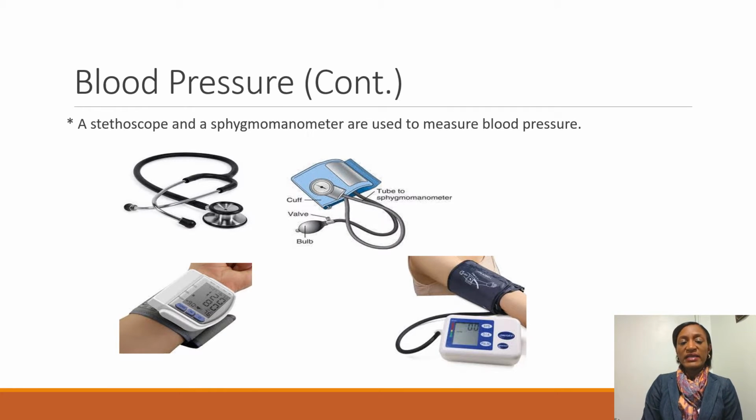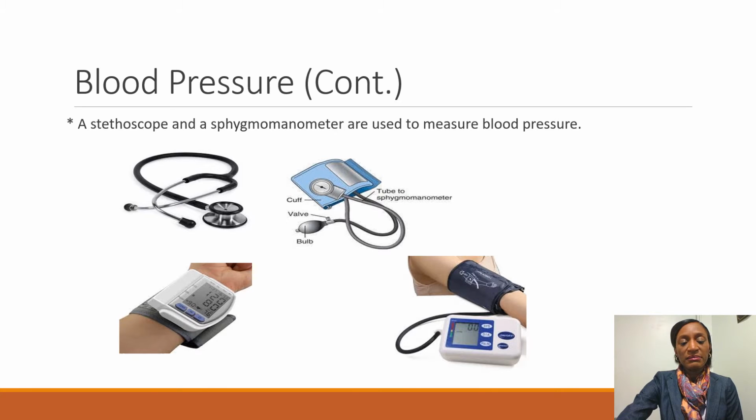A stethoscope and a sphygmomanometer are used to measure blood pressure. Now you see how difficult that word is to say. Sphygmomanometer. Here I am showing you pictures of, this is the stethoscope, and this is the sphygmomanometer, and this is what you would use. The two in combination is what you would use to take a manual blood pressure.